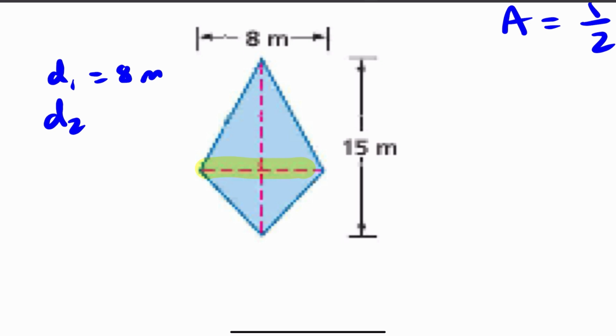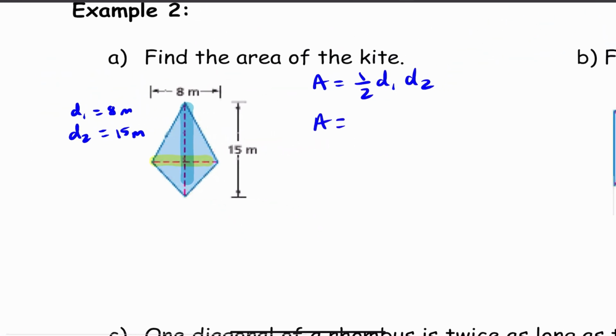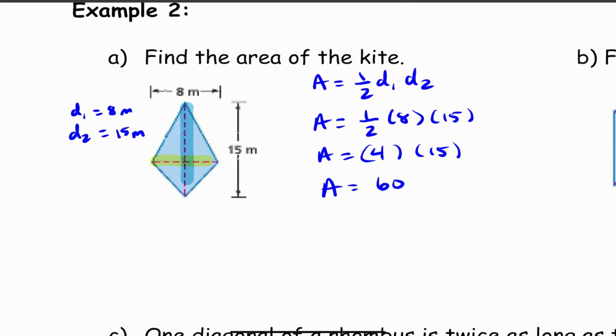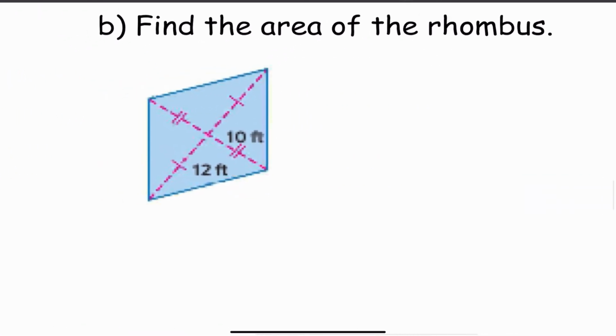Diagonal 2, well, that's 15 meters. So easily, I can say A equals 1/2 of 8 times 15. 1/2 of 8 is 4. So 4 times 15 is 60, so A equals 60 meters squared. Again, you're in area land, so make sure that your unit is being squared. So meters squared. Alrighty, let's take a look at B.